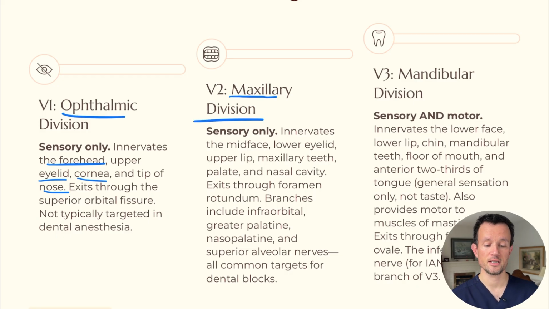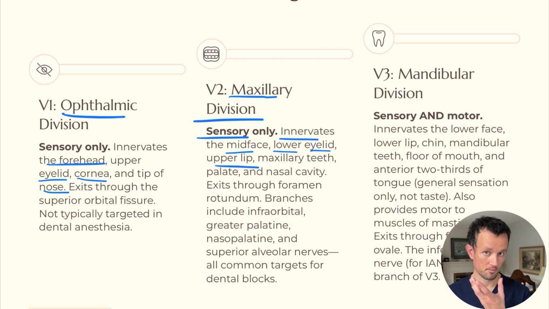The maxillary division is sensory only. It innervates the midface, lower eyelid, right? Remember, these things are sensing. They're not moving the muscles. The muscles of the face are all cranial nerve 7. This is just sensing the touch or pressure or pain from that area.